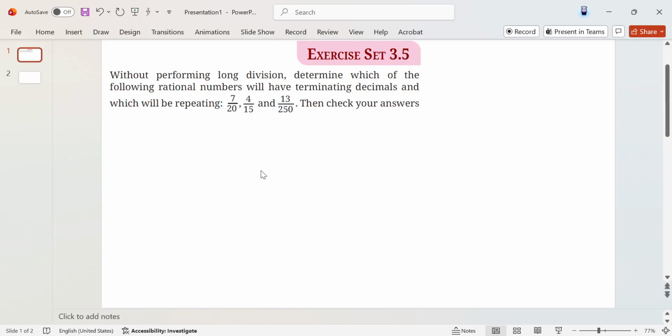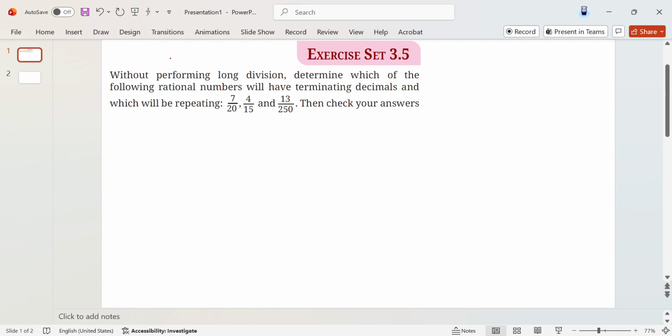This is a doubt from one of the students who has sent me. In this question: without performing long division, determine which of the following rational numbers will have terminating decimals. Let me first explain the concept. We have seen this in the end of chapter exercises, the first problem, I believe.